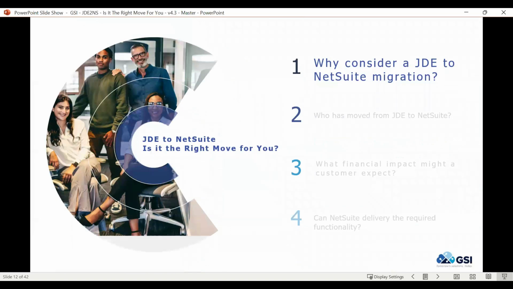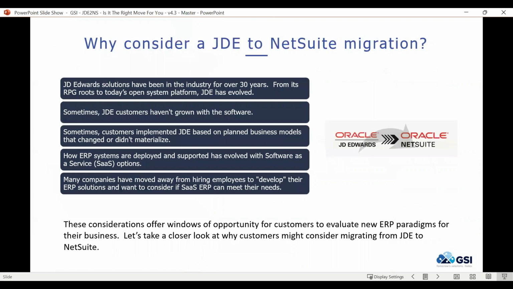Let's jump into the why: consider a JDE to NetSuite migration. We're going to share some information here today that talks about customers who've made this move, what kind of financial impacts you might experience, but also what kind of functionality you should be expecting from a JD Edwards to NetSuite comparative process.